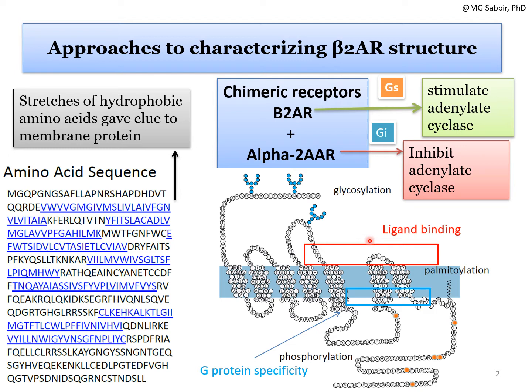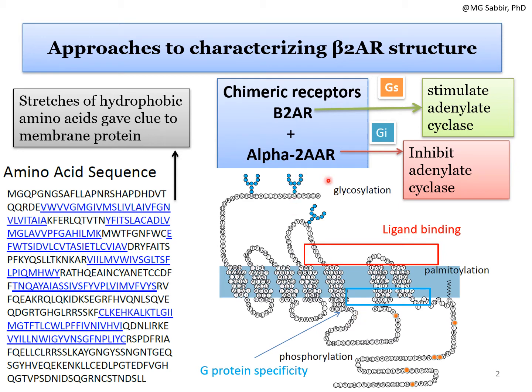Now, Kobilka's group adopted a chimeric receptor approach to study the potential ligand binding domains and G protein binding domains in the beta-2 adrenergic receptors. These chimeric receptors used different combinations of sequence from beta-2 adrenergic receptor and alpha-2 adrenergic receptor, and that allowed them to identify domains involved in ligand binding and G protein coupling specificity.